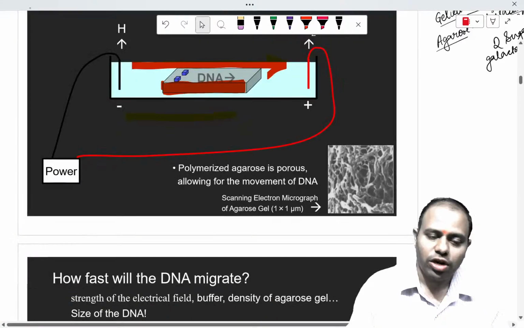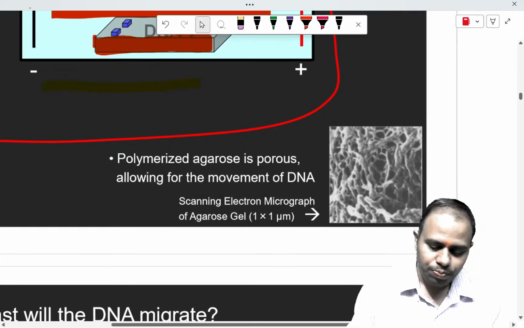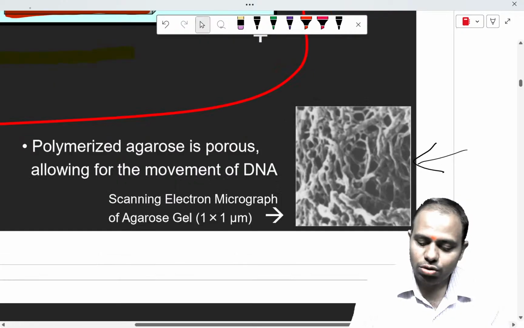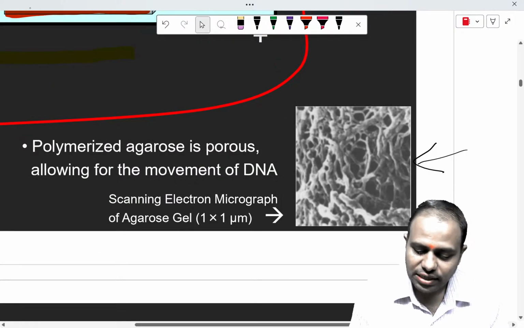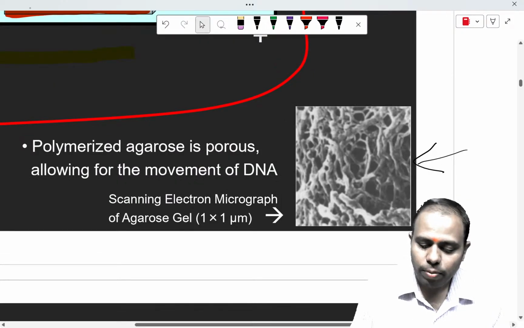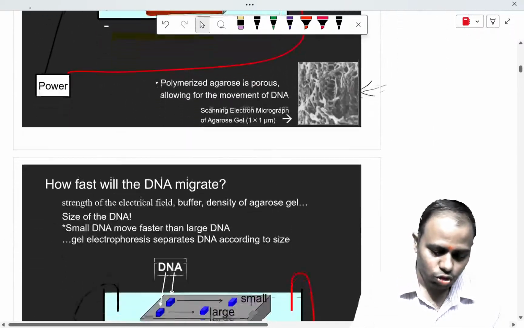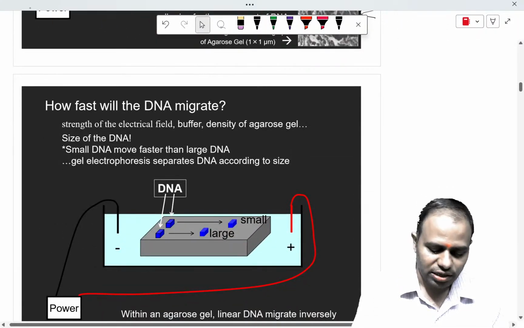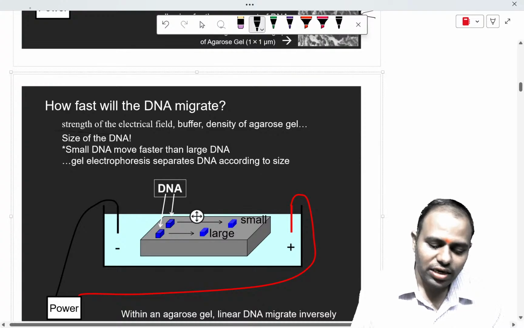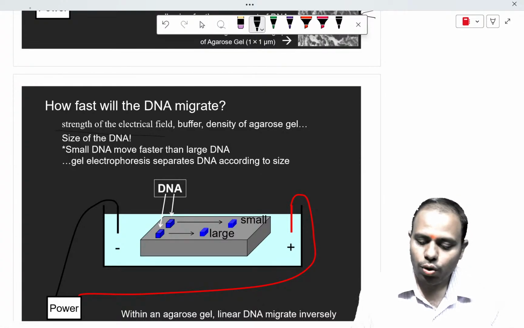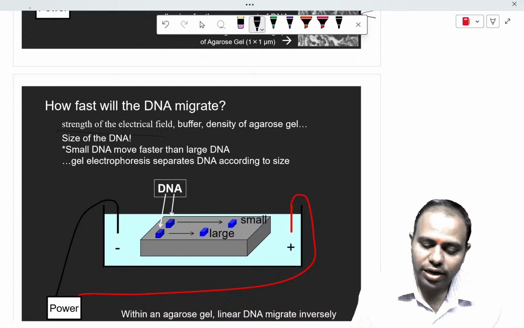Okay, so you can see a scanning electron microscope image of the agarose gel. The agarose gel piece is taken and an electron microscope image is taken here. You can see how it looks under the microscope. So this is the image of polymerized gel. So how fast the DNA migrates depends on what? It depends on the strength of the electric field. Whatever electric field you are applying, that strength is responsible for movement.